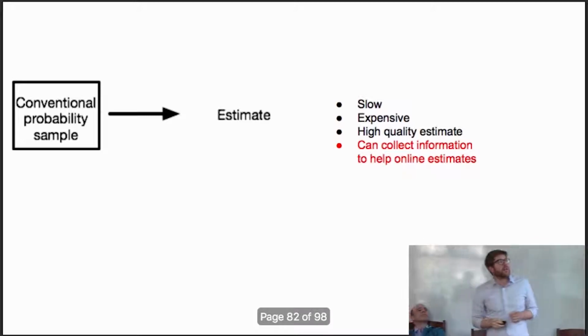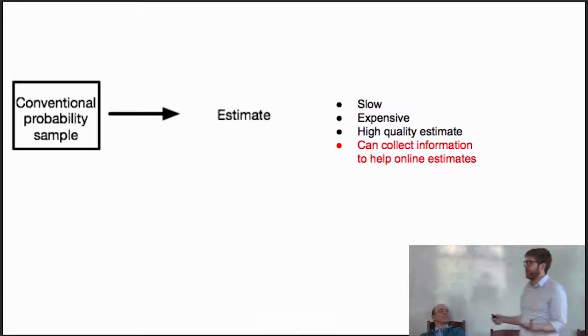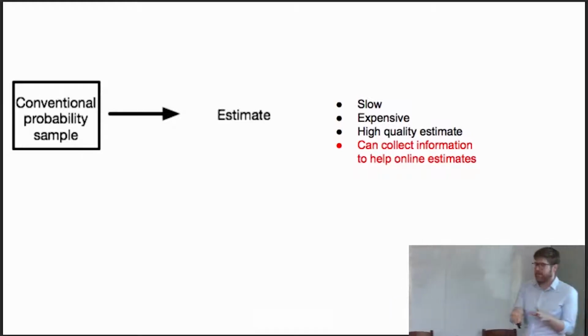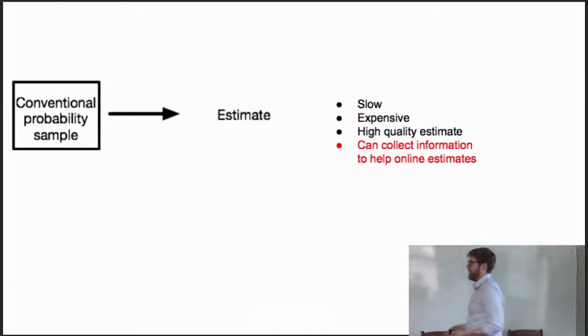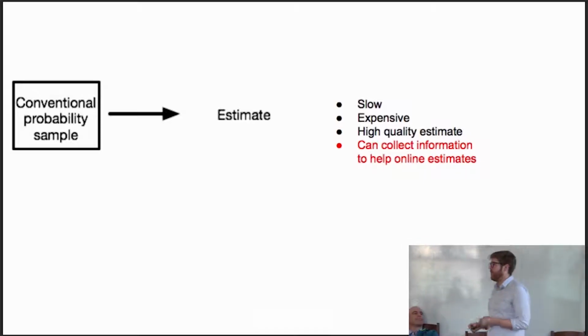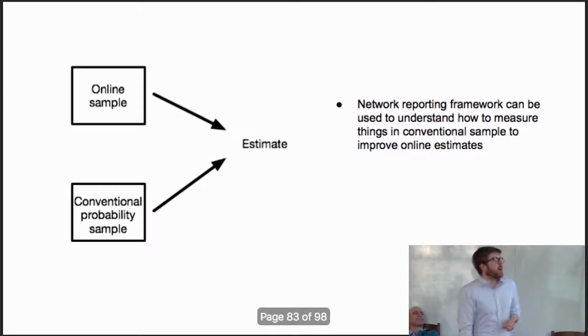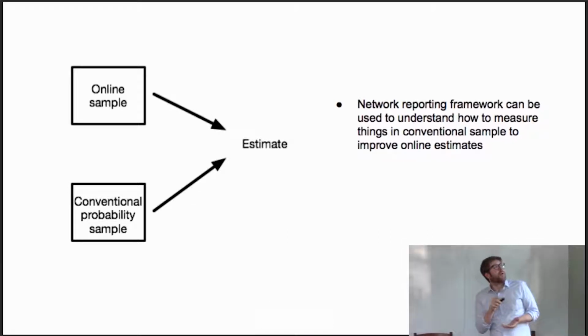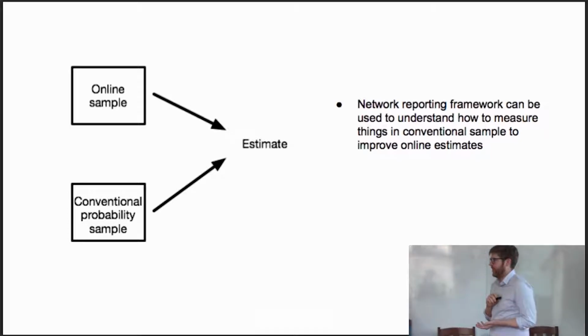But critically, the value of having this framework for deriving these estimators is that you can write down mathematically quantities that you can try to measure on a high quality probability sample that can improve your estimates from the fast internet. So what that means is that the best situation would really combine both an online sample and a conventional probability sample.